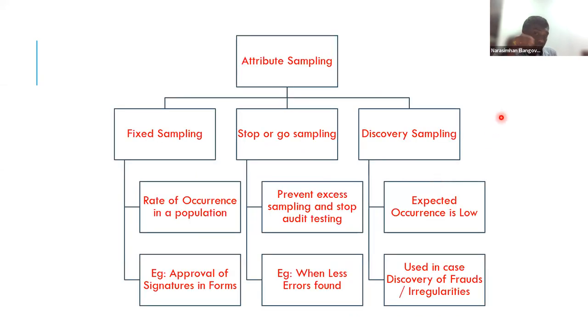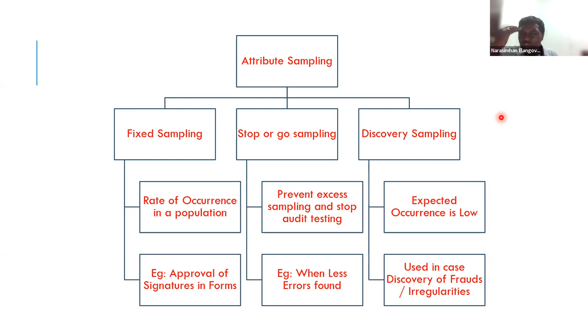Now, this attribute sampling further has a bifurcation. Very important, again for examination: attribute is used for compliance testing only. First, fixed sampling. I just pick up this many number of cases and see whether the approvals are there or not. Example, rate of occurrence in a population: approvals there, not there. Stop and go is basically to prevent excessive sampling and stop the testing. So you know that after you have reached a particular level of comfort, you will stop testing.